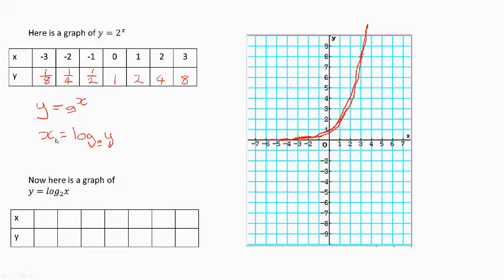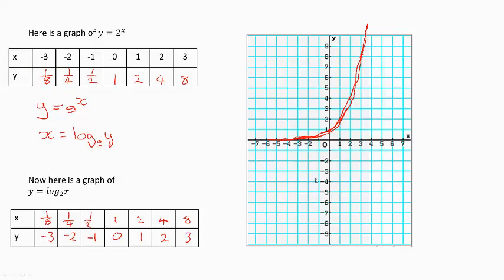So if I start down here, now x is 1/8, y is minus 3. x is 1 quarter, y is minus 2. x is 1 half, y is minus 1. When x is 1, y is 0. When x is 2, y is 1. When x is 4, y is 2. And when x is 8, y is 3.